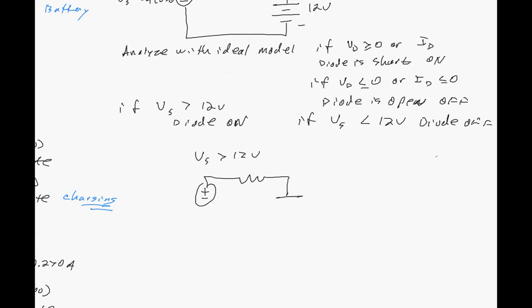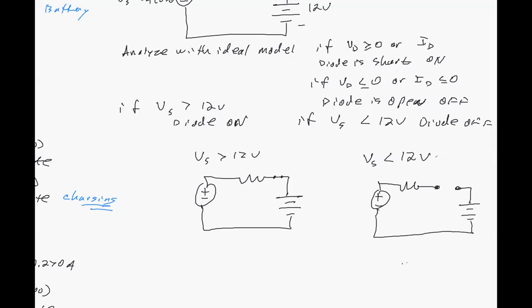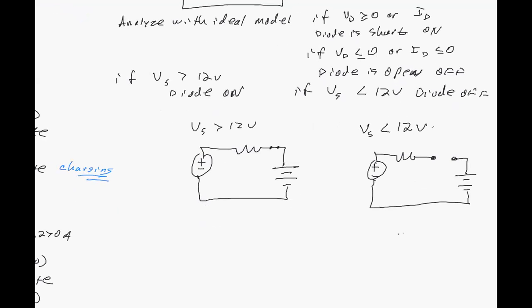And it looks just like the previous real simple diode circuit, and we'll be charging. And if Vs is less than 12 volts, then we have an open, and nothing's happening. The battery just sits there, but at least it's not discharging, right? There will be no discharging. So during this time, we're charging. And here we're not doing anything. It's just hanging out.